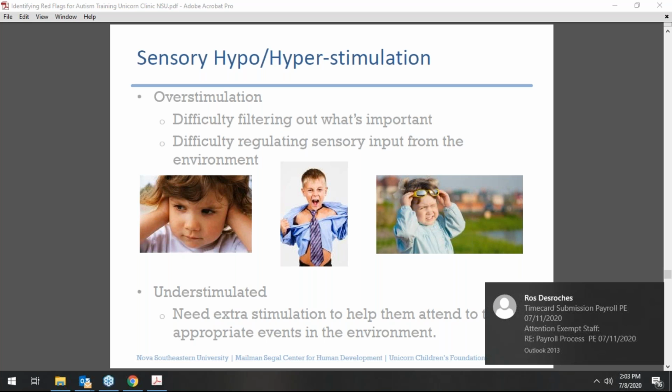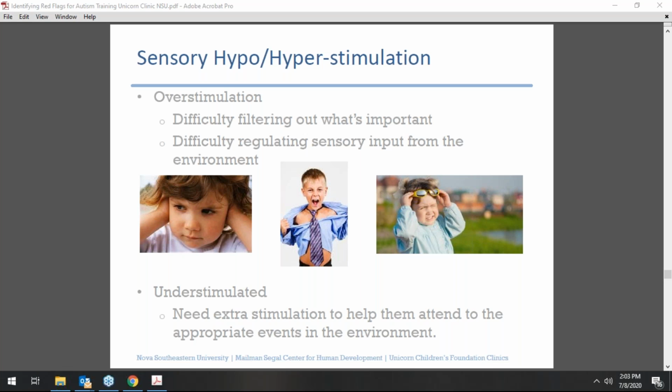So they might, if there's really loud, they might cover their ears. Oftentimes I see children who have maybe an aversion to loud noises, even like toilet flushing or the vacuum or the blender. So they'll cover their ears and they might start crying because it's too overwhelming for them. The other thing is that a lot of the times they might be picky eaters.